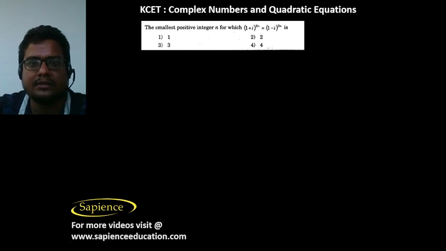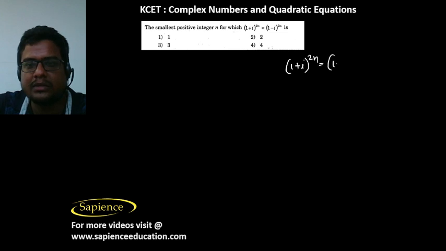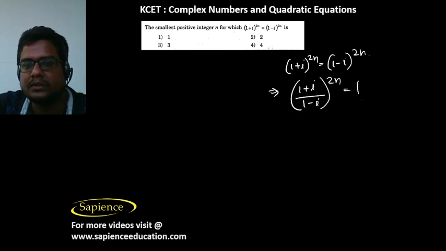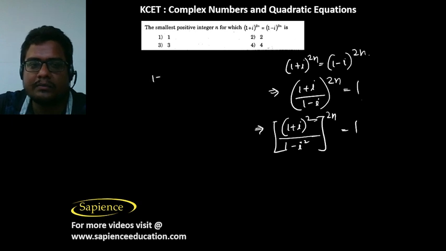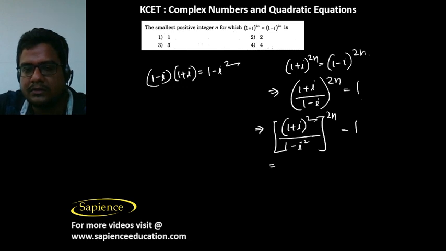Then here it is told to find the smallest positive integer n for which (1 plus i) power 2n is equal to (1 minus i) power 2n. So now we can write it as (1 plus i) divided by (1 minus i) whole power 2n should be equal to 1. So now if we multiply the numerator and the denominator with 1 plus i, then we will get (1 plus i) whole square divided by (1 minus i square) whole power 2n that is equal to 1. Since (1 minus i) into (1 plus i) is equal to 1 minus i square, and i square is minus 1, so this will be equal to 2.